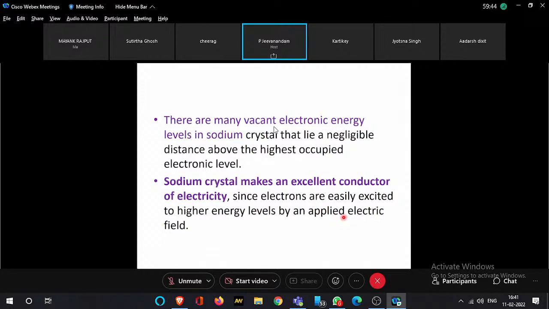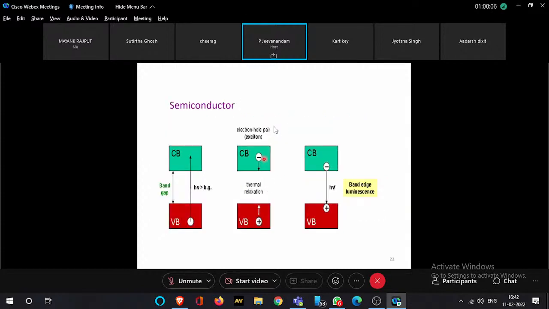Now, there are vacant electronic energy levels in the sodium crystal that lie at a negligible distance above the highest occupied electronic level. So you can easily excite your electrons to higher energy levels when you apply an electric field. So the sodium crystal makes an excellent conductor of electricity. Not only the sodium crystal, we are talking about metals. Now this picture I am sure you are familiar with. Valency band, conduction band.